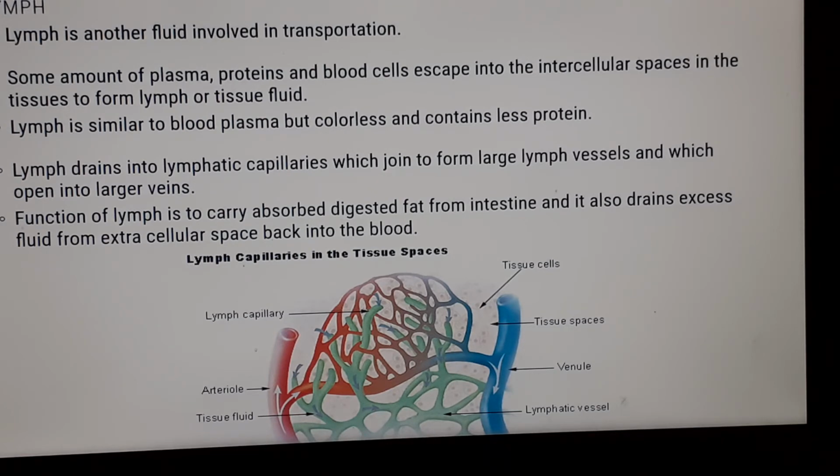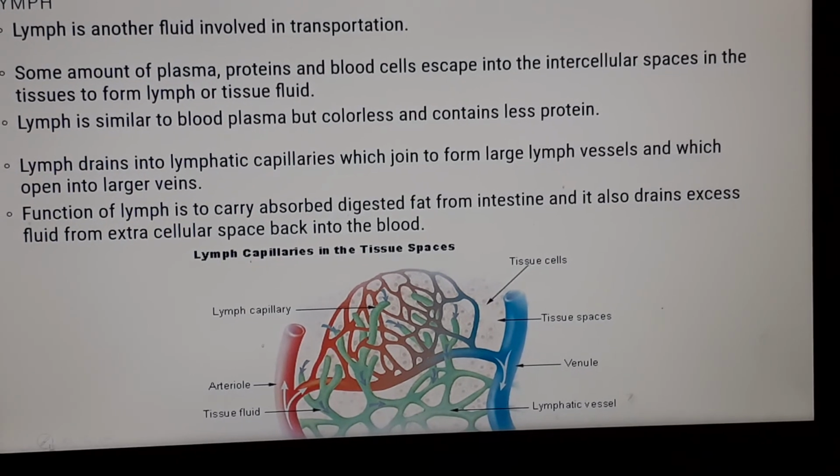This is said to be the lymph. This is similar to blood plasma but colorless and contains less protein. These lymphs drain into lymphatic capillaries which join to form large lymph vessels which open into large veins. The main important function is that it absorbs the digested fat from the intestine and it also drains excess fluid from extracellular space back into the blood.